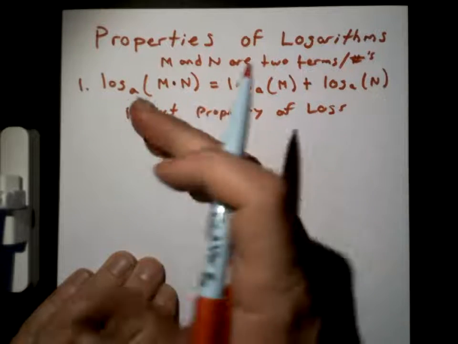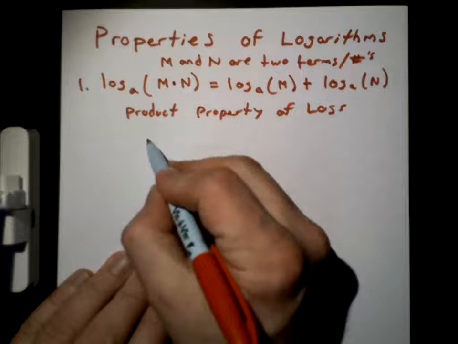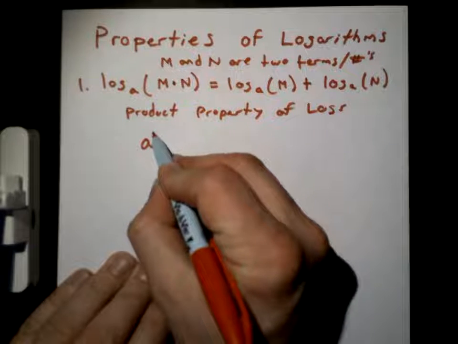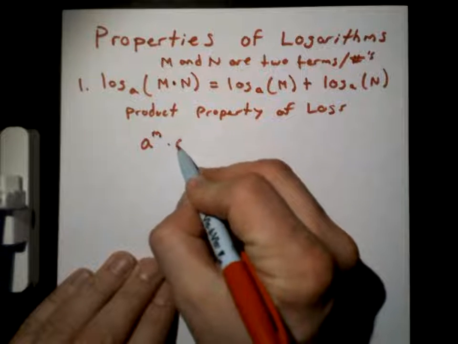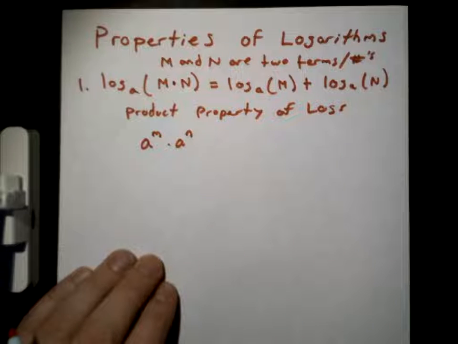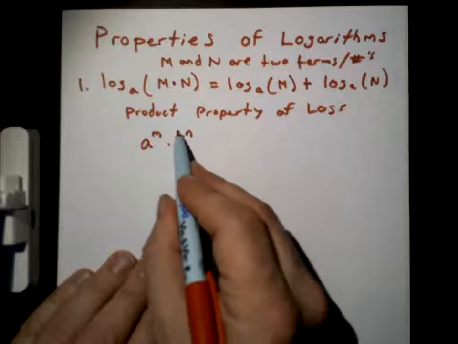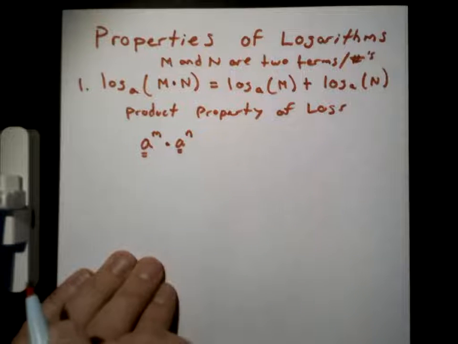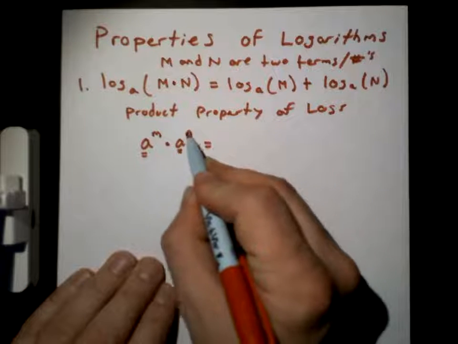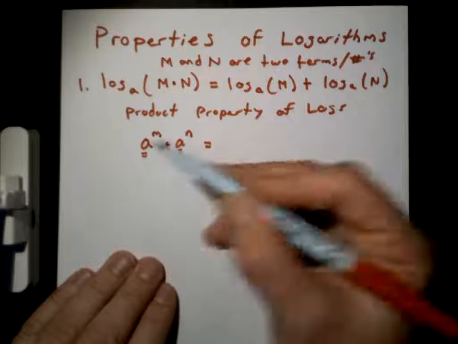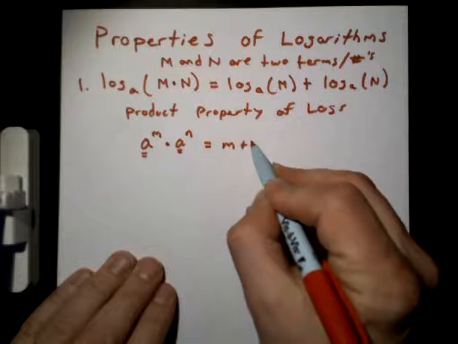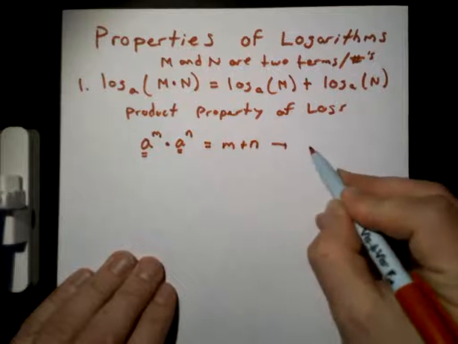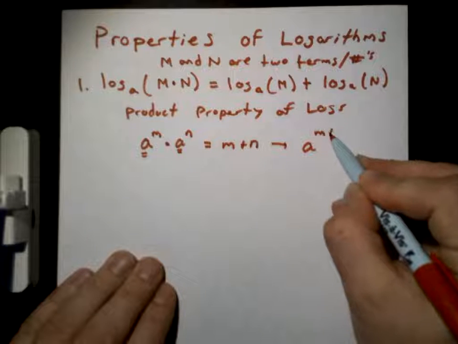If you are questioning that a little bit, think about when we did exponents, when we had a to the m times a to the n. Remember, when you are multiplying exponents of the same base, we take their powers, or exponents, and we add them. So this is going to be a to the m plus n.